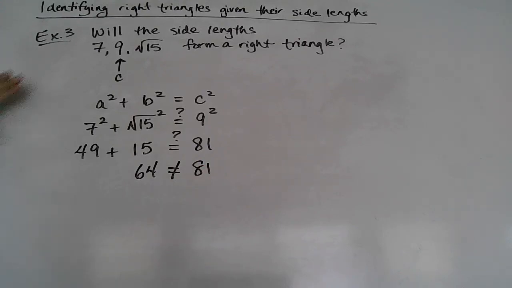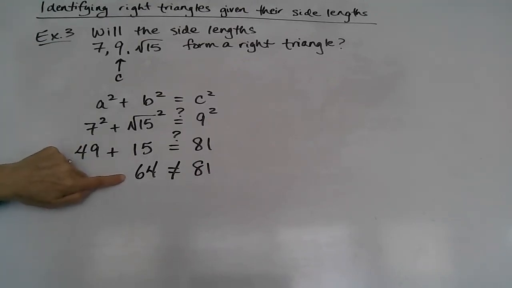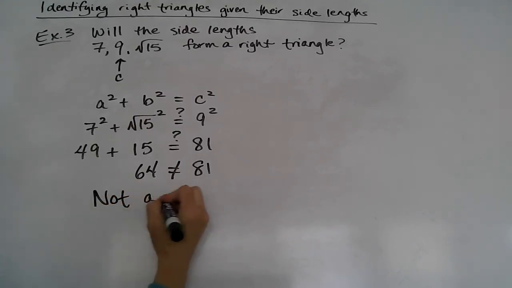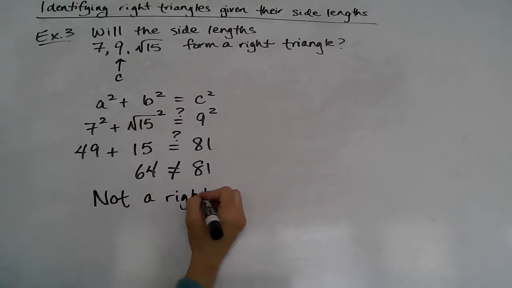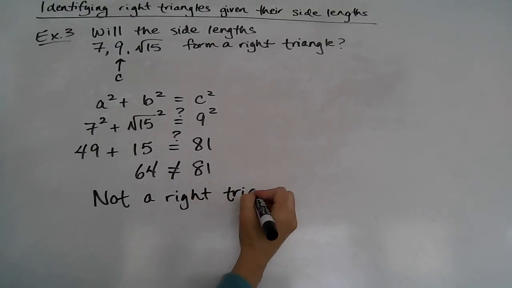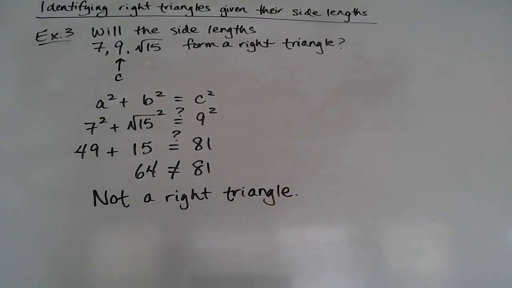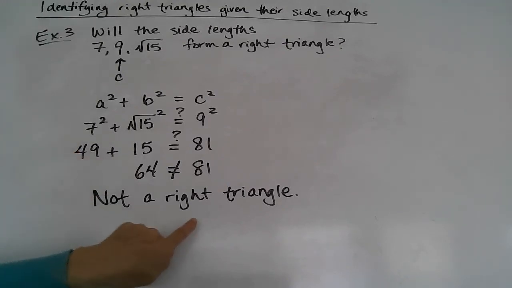So while these 3 side lengths will form a triangle, they will not form a right triangle because we did not get a true statement. So you would want to end this problem by saying not a right triangle. If you get a true statement, the Pythagorean theorem worked. And since it only works with right triangles, they would have to be a right triangle. If you get an untrue statement, even though it still would be a triangle, it's just not a right triangle.